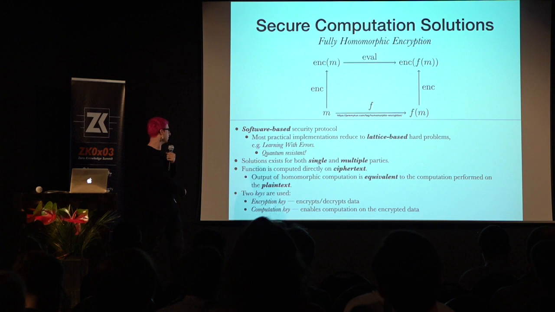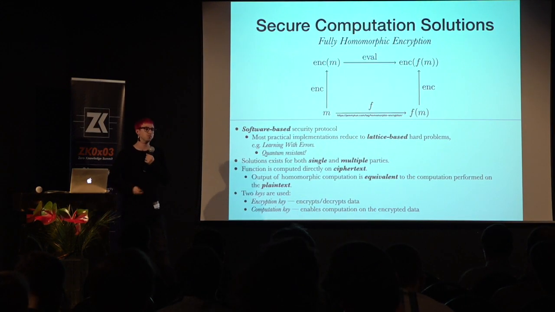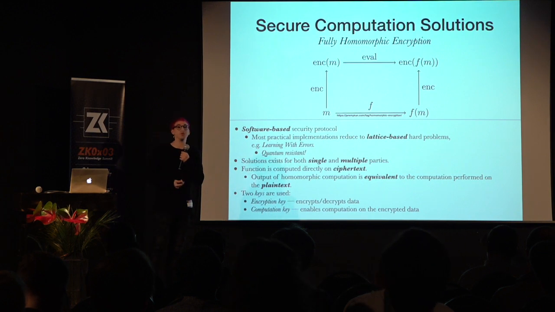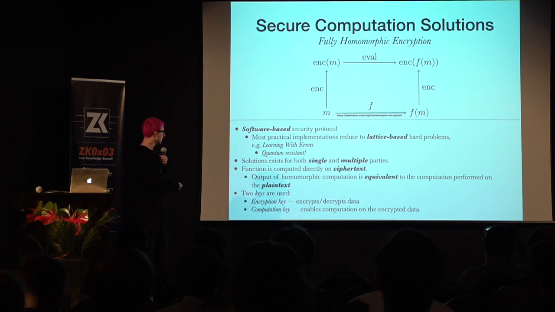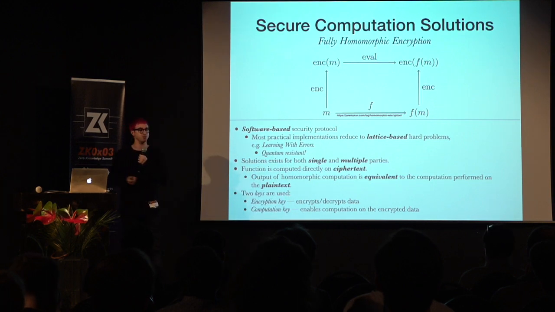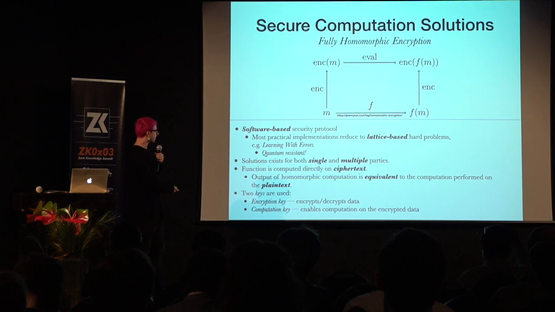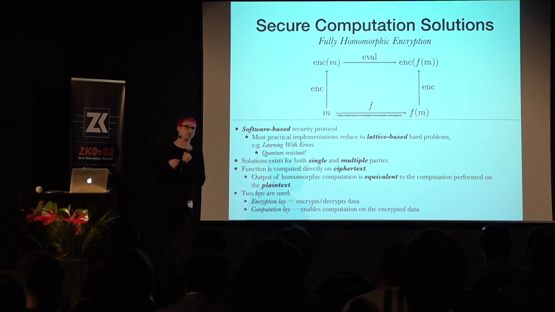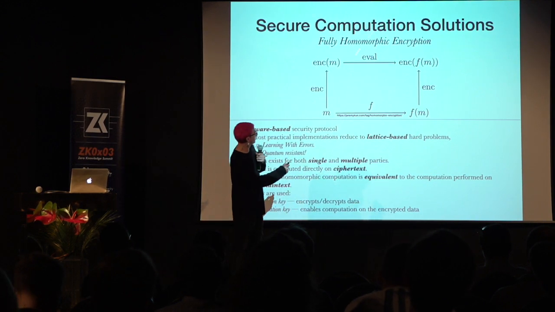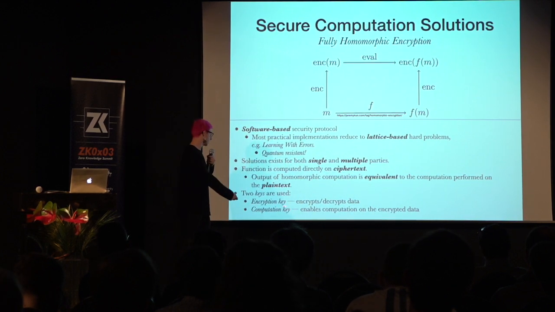There's two keys that are used, typically, and it depends on the scheme that you use, but in the schemes that we have worked with, we have two keys. We have an encryption key, which you're familiar with from symmetric encryption or public key cryptography. We can encrypt some data and then decrypt some data. And our computation key enables the computation on that encrypted data. So to actually perform this evaluation function here homomorphically, it requires that you know the computation key here, okay?